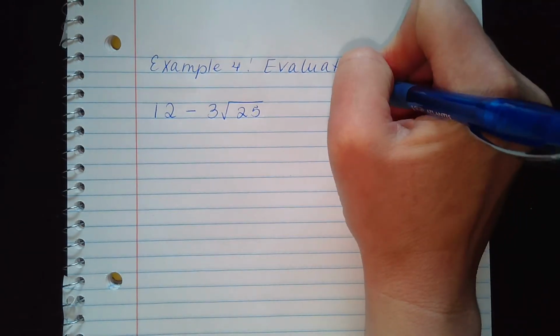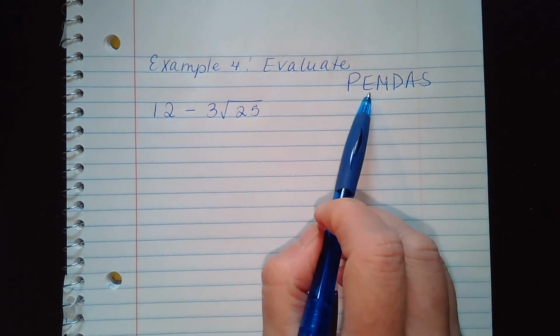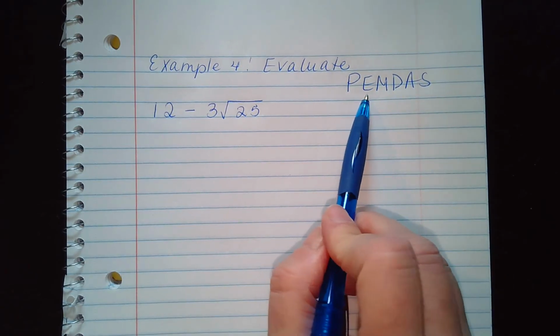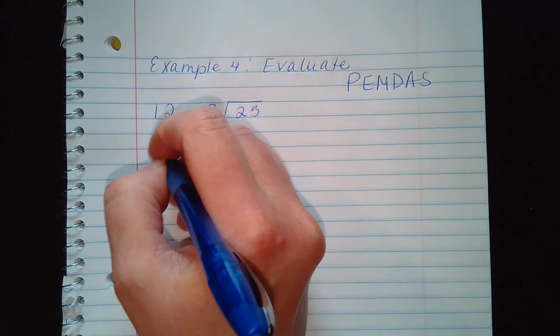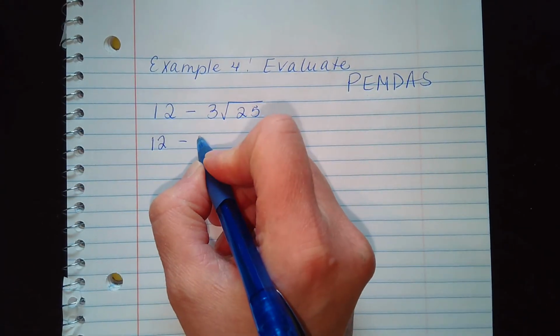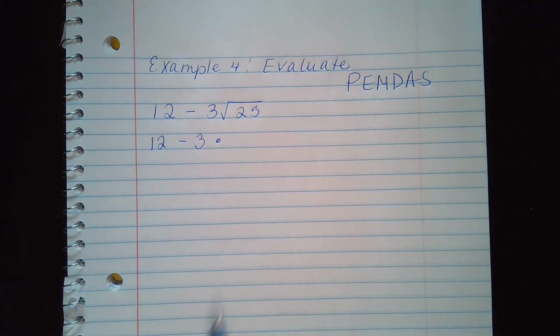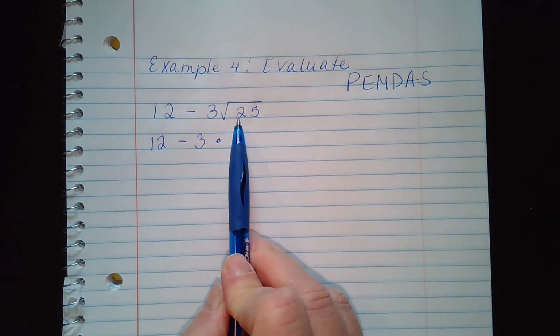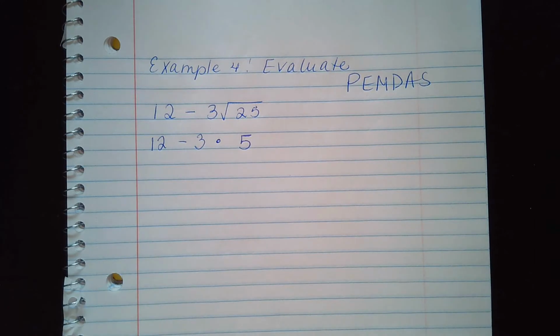Let's try one more example. Okay, here's our next one, evaluate. Remember, we're going to use PEMDAS. I don't see any parentheses here. But in taking the place of the exponent, I'm going to be looking at my root here. So this 3 in front of the radical symbol just means 3 times whatever the root of this is. So I'm going to be taking the square root of 25, because 5 times 5 is 25. The square root of 25 is 5.